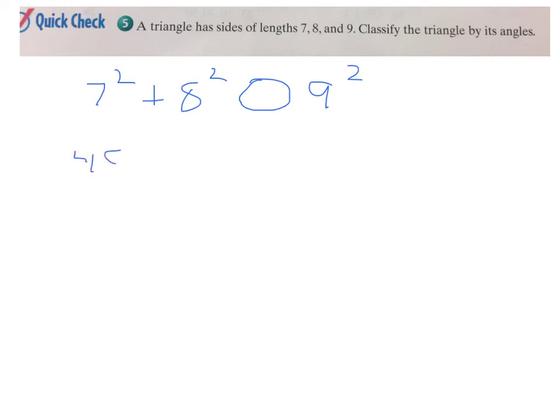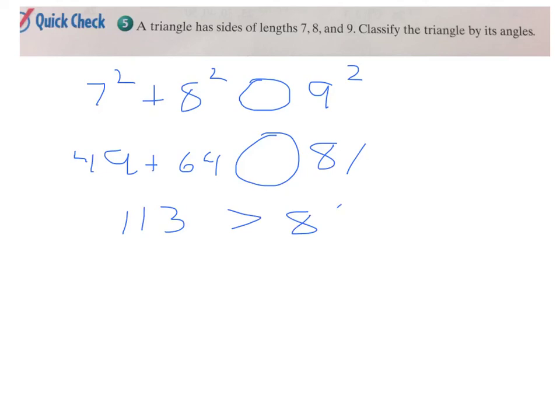7 squared is 49, plus 8 squared, 64. Is that greater than, less than, or equal to 81? Well, you get 113, which is, of course, greater than 81. So c squared is smaller, so this must be an acute triangle. So this concludes lesson 8.1.